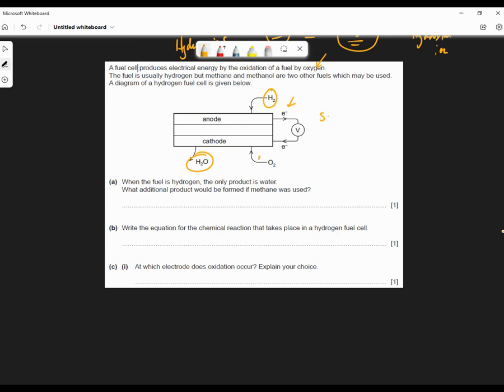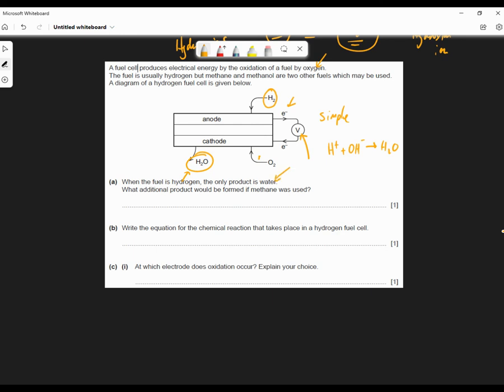This is much more simple than the one I've done, but that's fine. It's ignoring some of the equations that go on, isn't it? For example, this one, where does the water come from? But it's the same in principle as we've done. And instead of having a light bulb here, it's got a voltmeter, so we can test how many volts we generate. When the fuel is hydrogen, the only product is water.